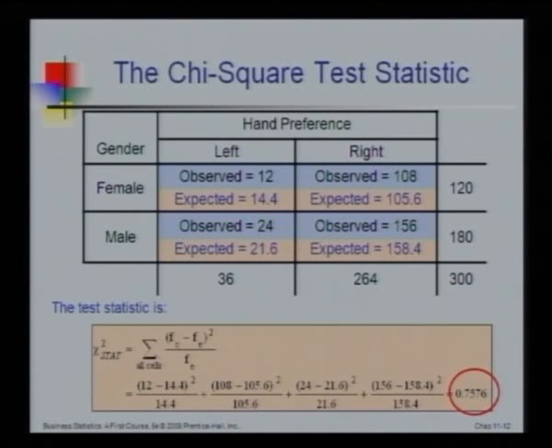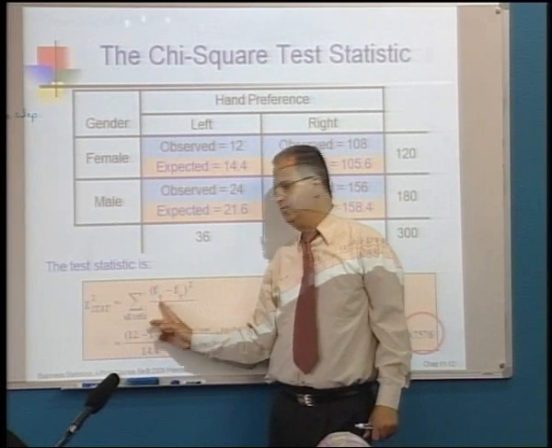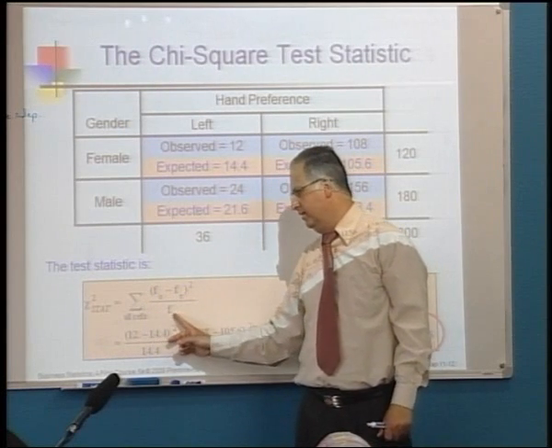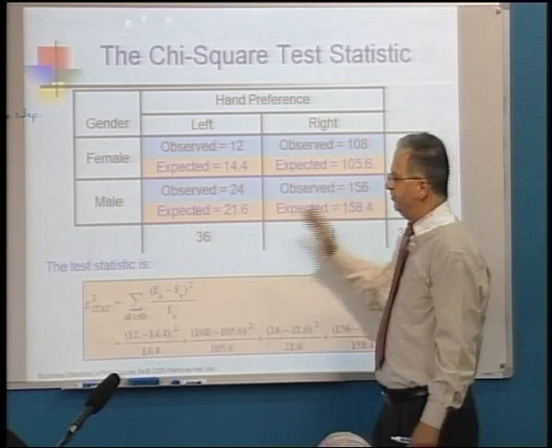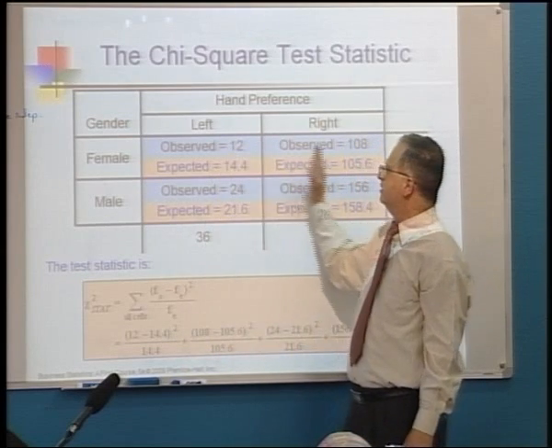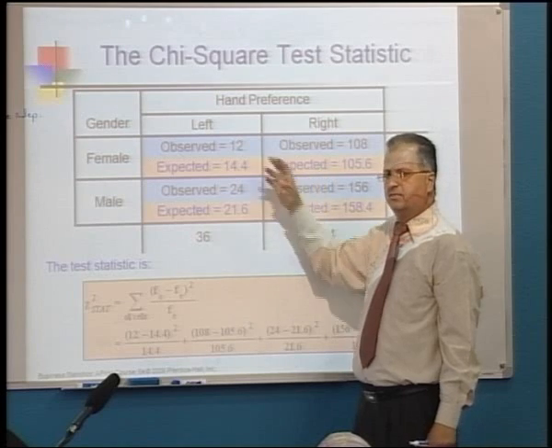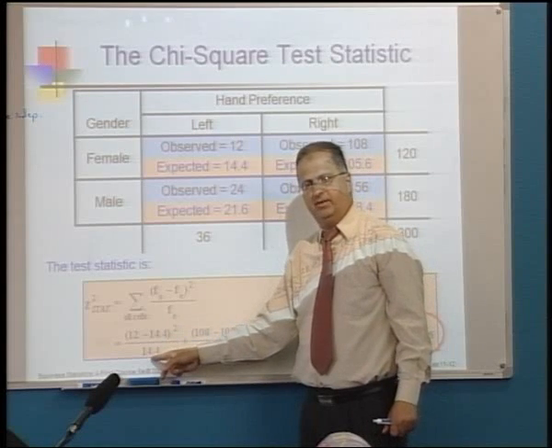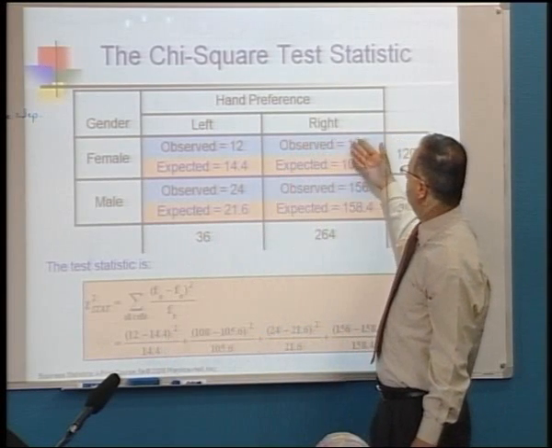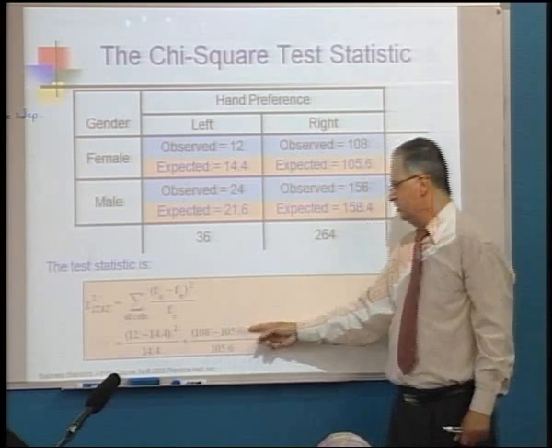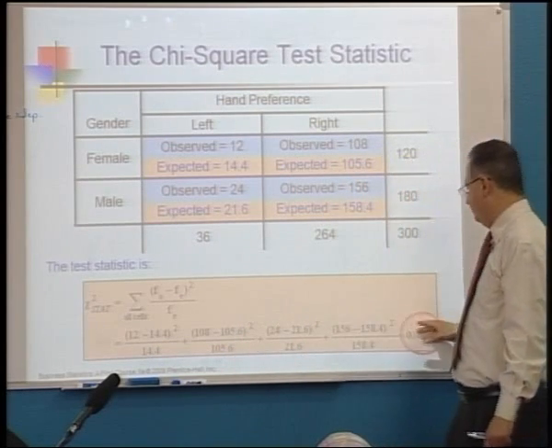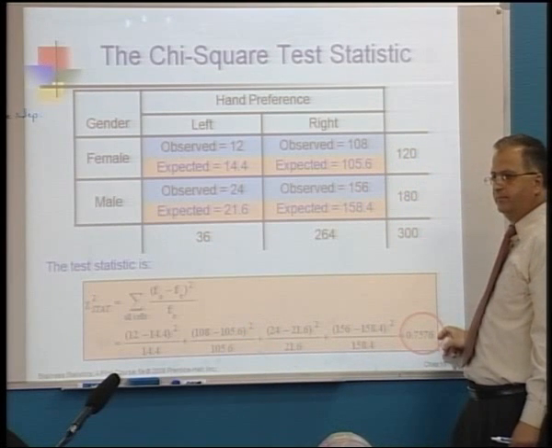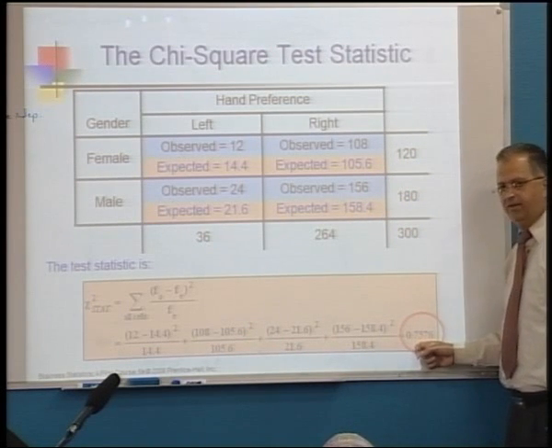Now, based on this result, you can determine the value of the chi-square statistic by using this equation: the sum of (f observed minus f expected) squared divided by f expected. For each cell, you have to compute the value of chi-square. In this case, the simplest case is just a 2 by 2 table. So (12 minus 14.4) squared divided by 14.4, plus the second one, (108 minus 105) squared divided by 105, up to the last one, you will get this result. Now my chi-square value is 0.7576.